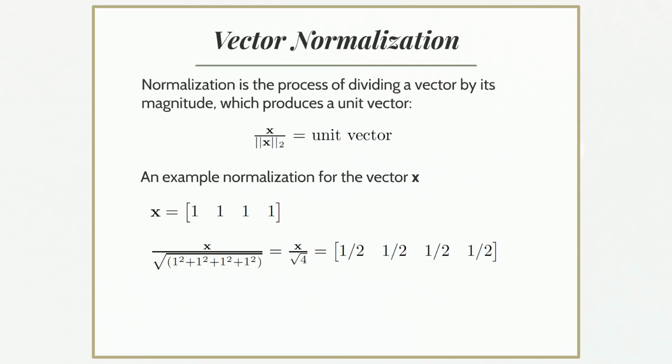So everything is going to be normalized between 0 and 1 in this scenario. So that is vector normalization. It comes up all the time in pre-processing, as we mentioned.